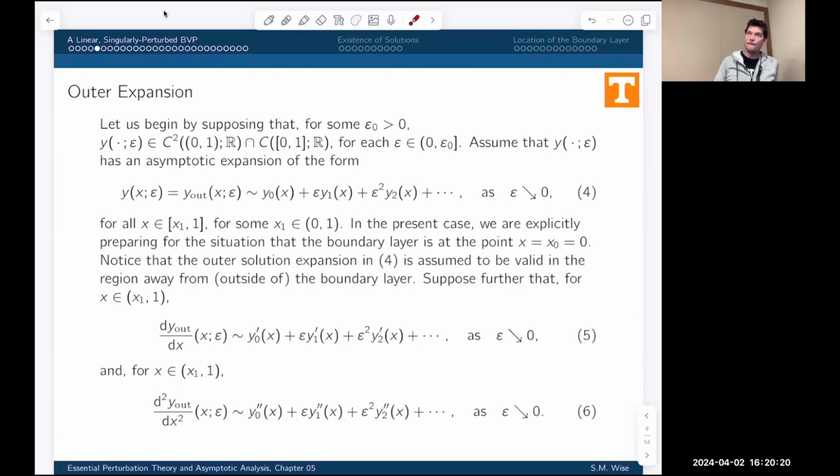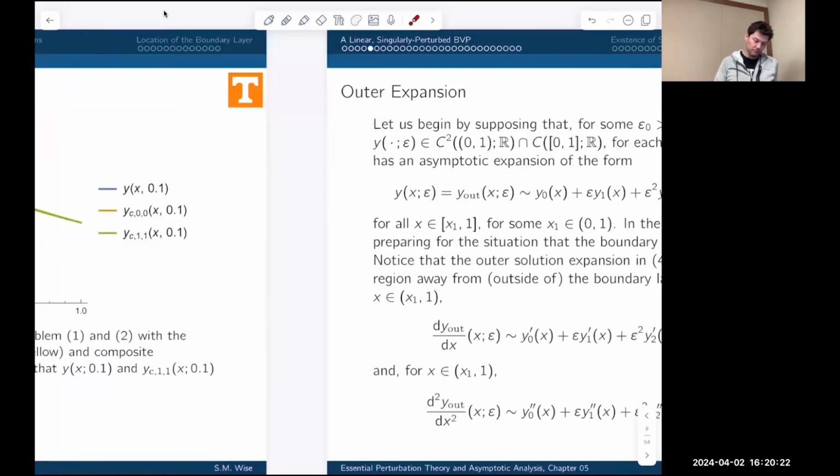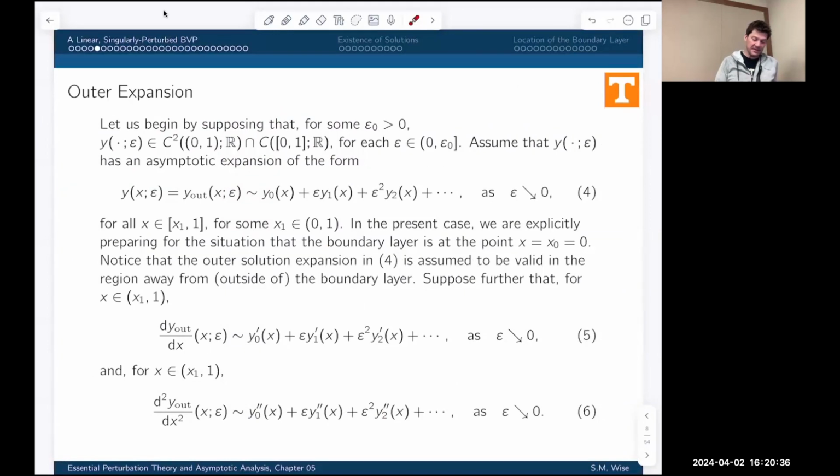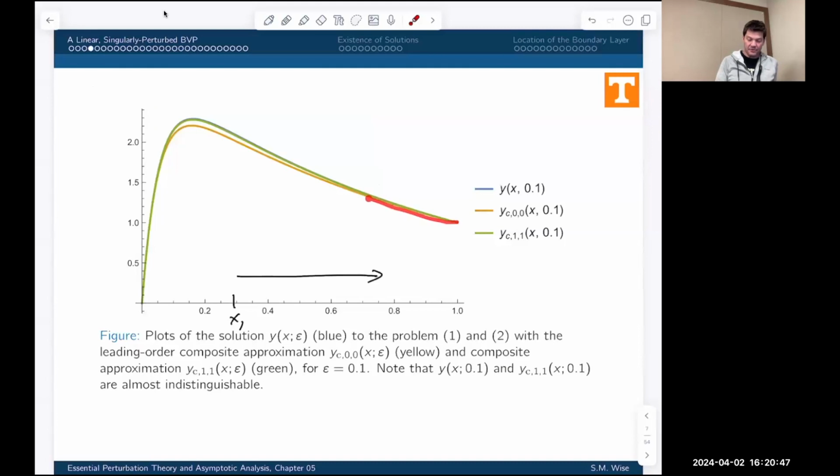When you say x1 is of order 1, do you mean it doesn't depend on epsilon? Yes, right. So I'm going to think about x1 being some fixed number. And so the outer region is everything between x1 and 1. And I'm going to assume that I have an expansion for the representation of the outer solution in terms of this asymptotic power series. What we're trying to get is a description for the solution in this part. We want to describe that. And this is the part that's changing a lot as epsilon changes. So we want to kind of stay away from that for now.